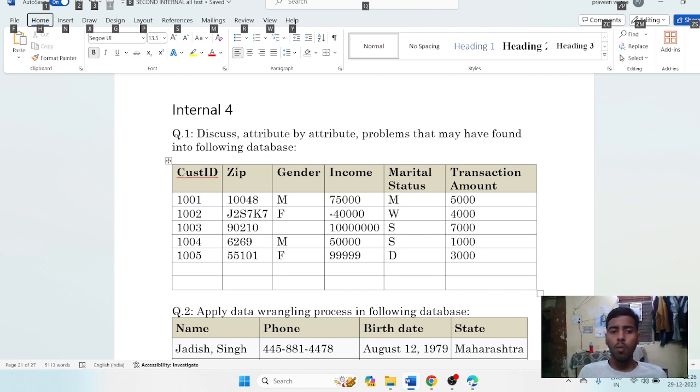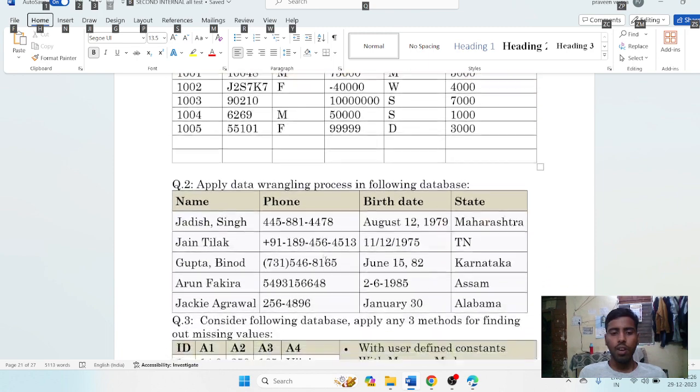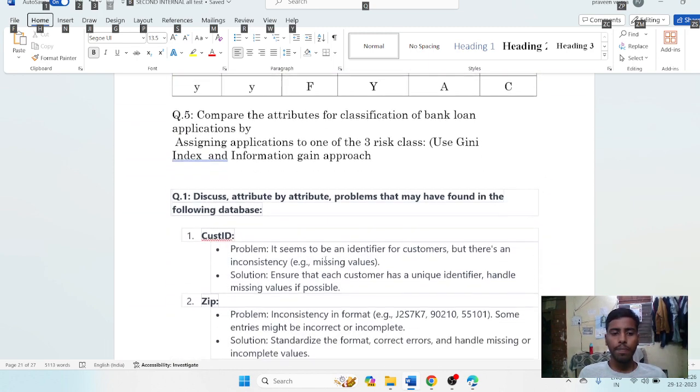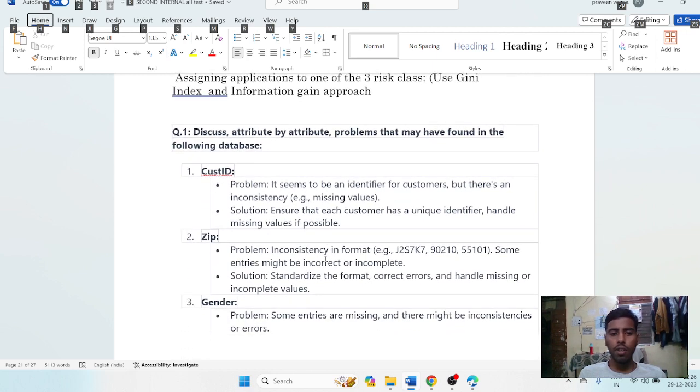It contains 1, 2, 3, 4, 5, 6. There are 6 attributes, and we need to find what problems it contains and what needs to be solved. Okay, so here is the answer. I'm going to show you the answer. This is the answer of the first question.